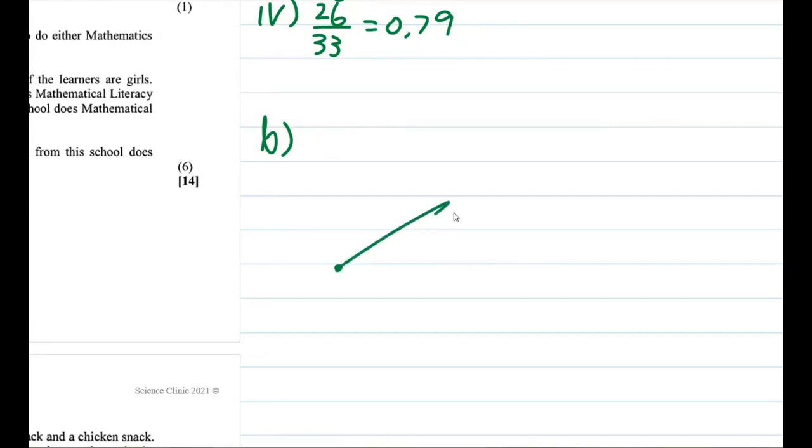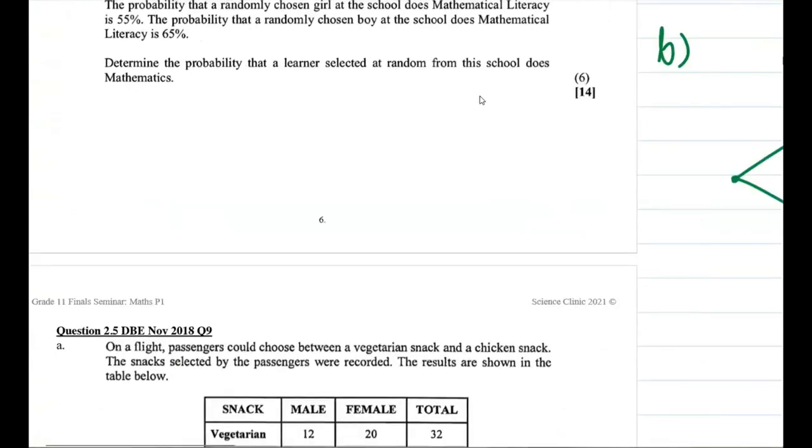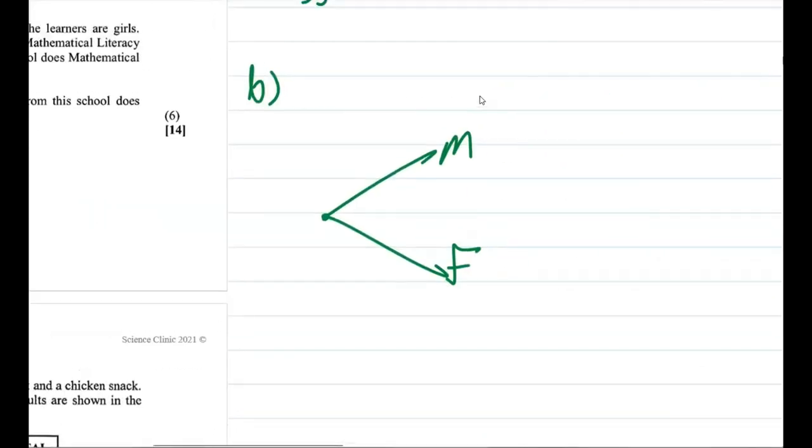Either male or female. Good. Now, what is the probability that it would be male if they say 60% of the school are girls? 40% for male. So that would be 0.4 for male, and how much for female? 0.6. Very good. Now let's say you chose a male.